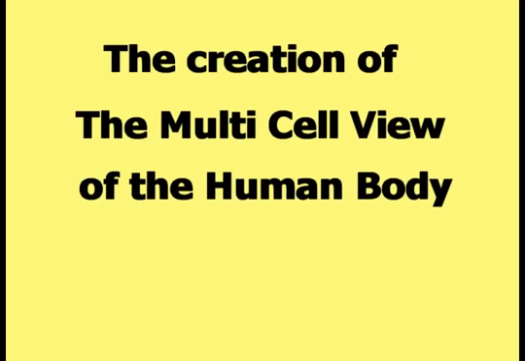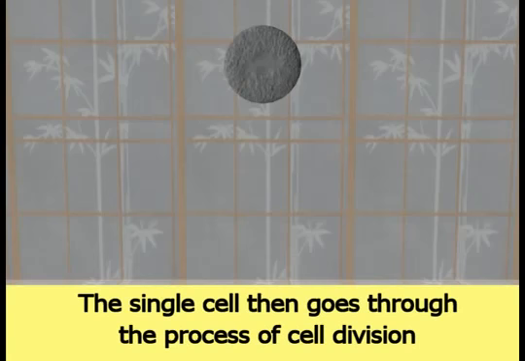The creation of the multi-cell view of the human body will begin with the single cell shown in this picture. The single cell then goes through the process of cell division up to the point shown in this picture. The single cell has almost completely divided into two new single cells. The red circle encloses the small area where the two new cells are still connected to each other.